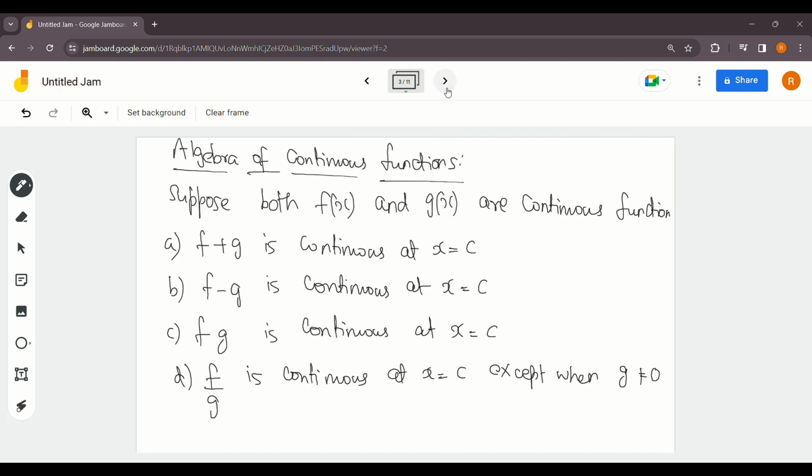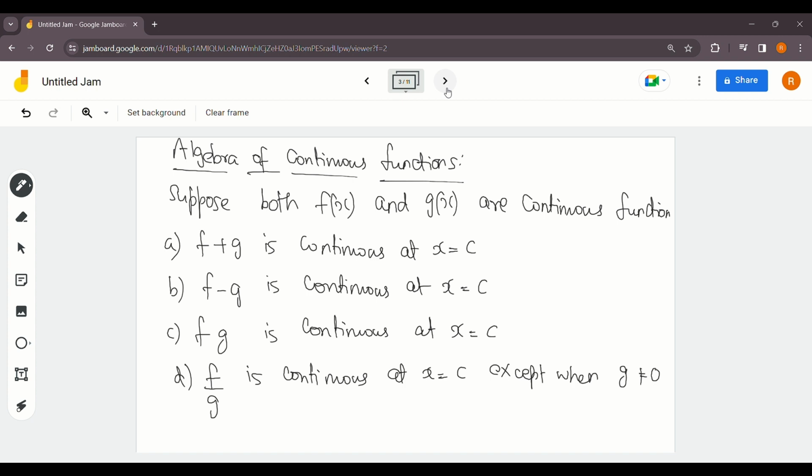Now we go to the concept of algebra of continuous functions, which is plus, minus, multiplication and division. So we assume that both the functions f of x and g of x are continuous. Then f of x plus g of x is continuous at x is equal to c. Second, f of x minus g of x is continuous at x is equal to c. Third, f of x into g of x is continuous at x is equal to c. And fourth, f of x divided by g of x is continuous at x is equal to c, provided g of x is not equal to 0.